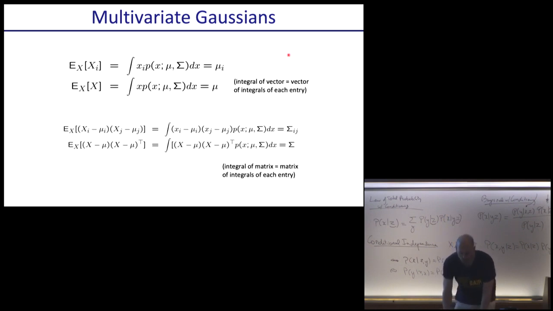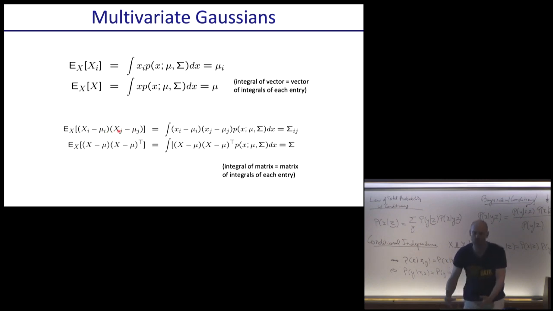All right, so we can compute expectations here too. Expected value of variable x is mu. Expected deviation of x from the mean is actually entries in sigma. So this is saying expected value of (xi minus mu i) times (xj minus mu j). So how much bigger is xi than its mean, times how much bigger is xj than its mean?